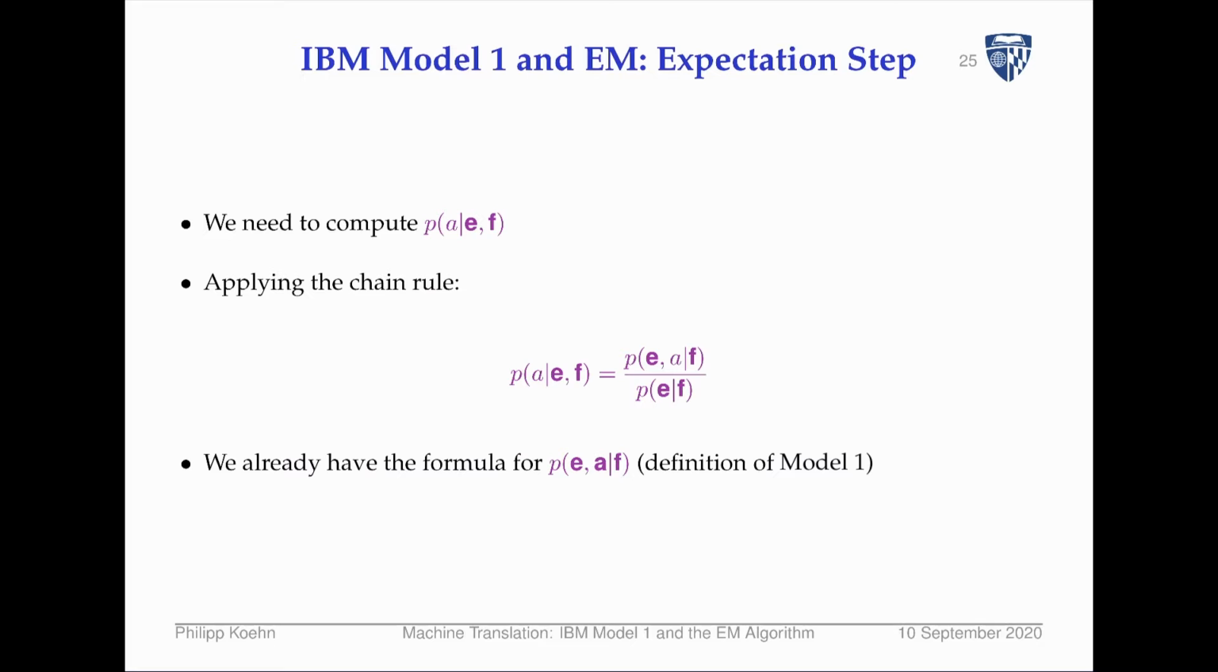So let's get a little bit more formal about this. IBM Model 1 and EM, so the expectation step. This is the task of coming up with a probability for an alignment given a sentence pair. Let's do one thing, which is applying the chain rule, because it gives us P of A, E given F. That's what we already have. That's the definition of IBM Model 1. We have that formula, so that we already have. This one we still need to figure out how to compute.